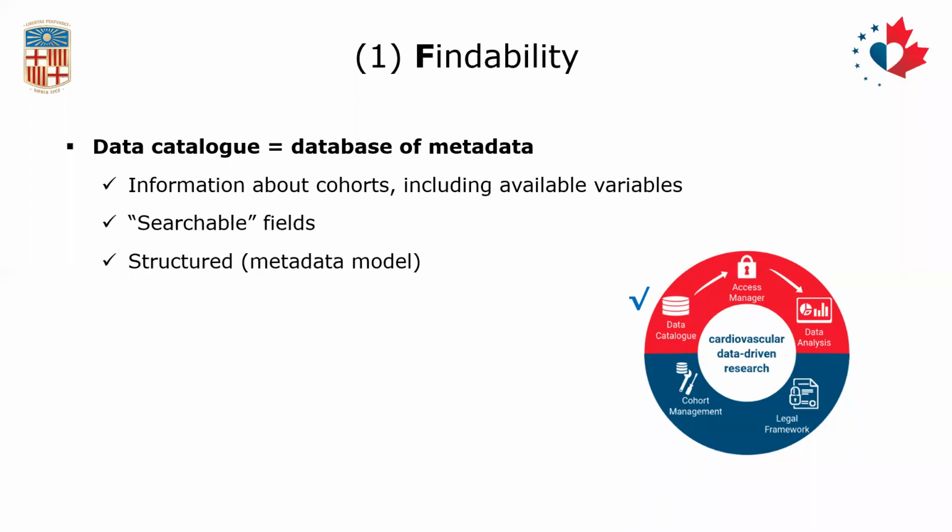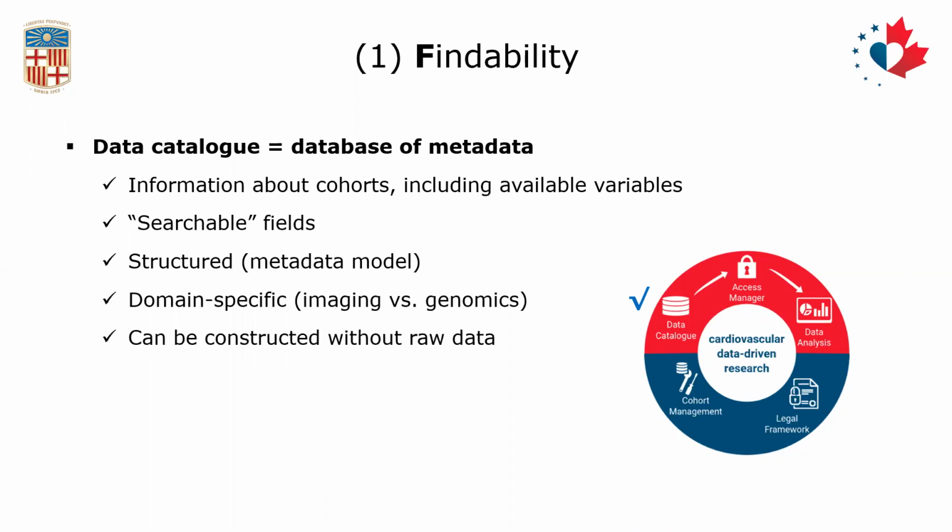We need the model of the metadata that is structured, domain specific. We need ideally one for imaging, a different one for genomics. Interestingly, it is possible to build a data catalog without the raw data, which is important because that means even if it is not possible to openly share the data, it is still possible to add the cohort into the data catalog, into the platform, so it can be found, and so collaboration then can be initiated.